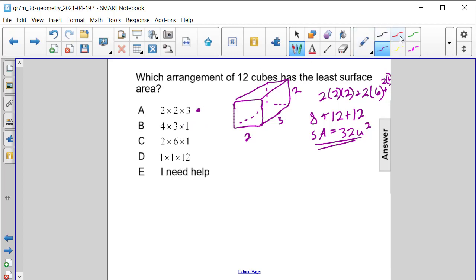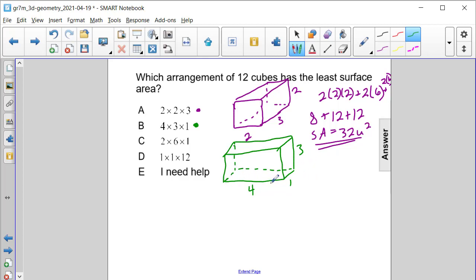Now let's look at the next one. That one's 4 by 3 by 1. So we have 4, 3, and then the depth is only going to be 1. So we're going to draw the other one really close to it. This is 3 and this is 1.